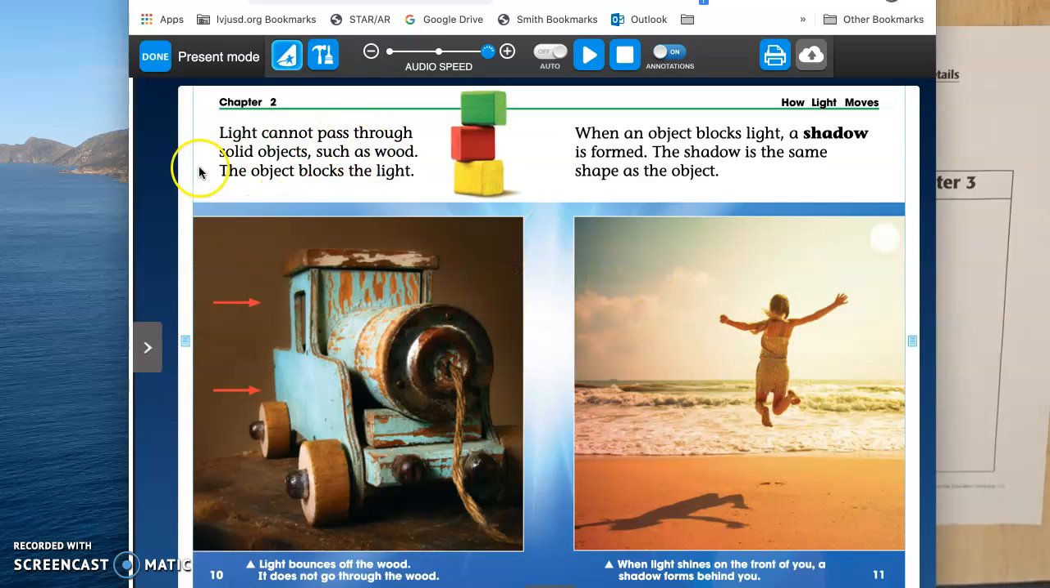Light cannot pass through solid objects such as wood. The object blocks the light. When an object blocks light, a shadow is formed. The shadow is the same shape as the object. Light bounces off the wood. It does not go through the wood. When light shines on the front of you, a shadow forms behind you.